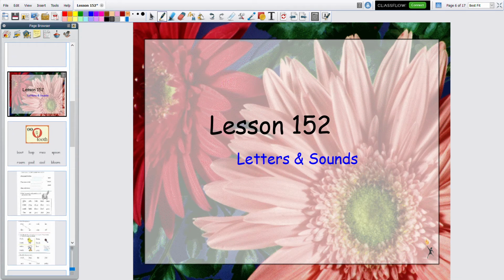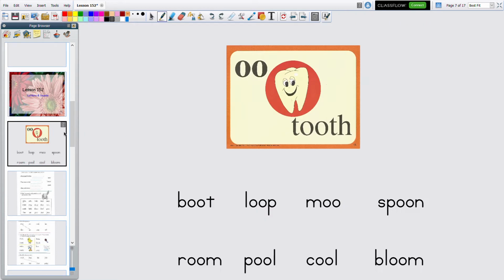Here we are on lesson 152, letters and sounds. Okay, we have a new special sound today, and it is O-O. Last week we learned the oo in book. This is O-O also, but it's a whole different sound because it's not book, it's tooth. So you have to stick your lips out a little bit. Tooth. Kind of like, ooh.